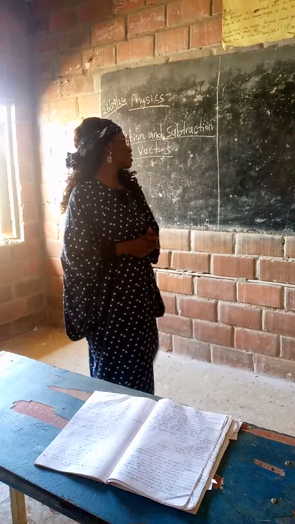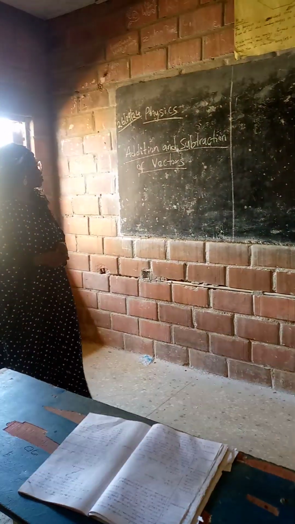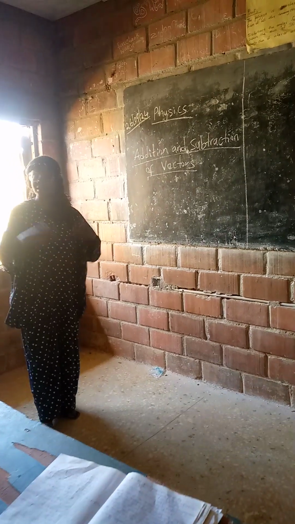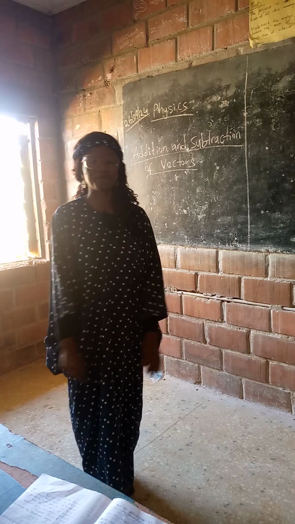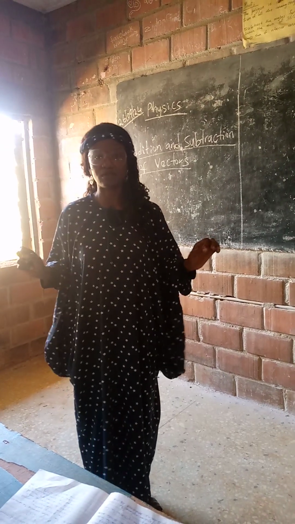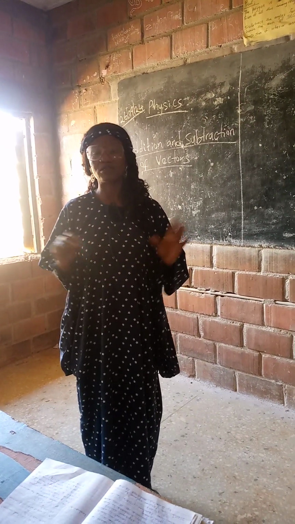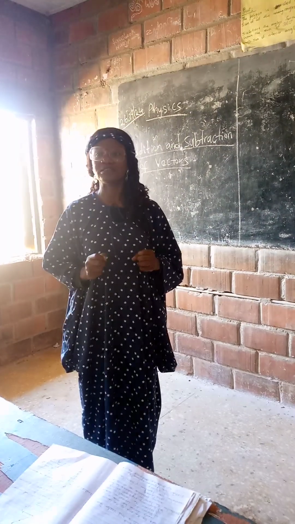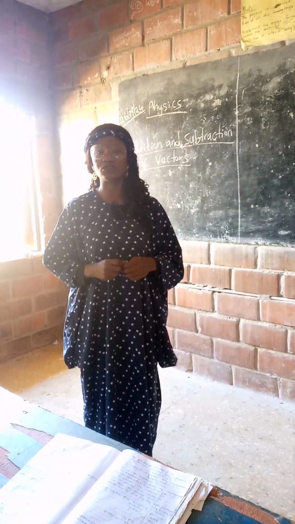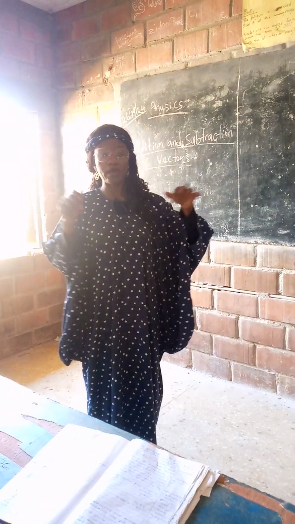Today we are going to be looking at the addition and subtraction of vectors. By now you know that vectors usually are represented with a straight line signifying the magnitude or the size, while the direction is usually denoted with an arrowhead.